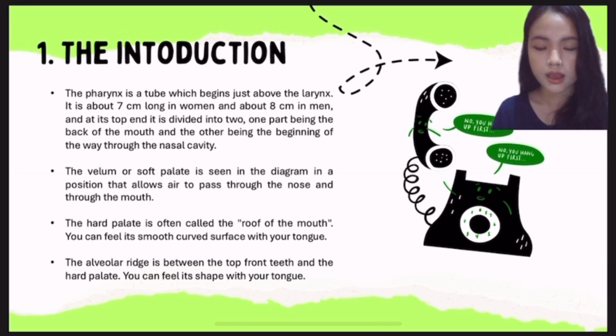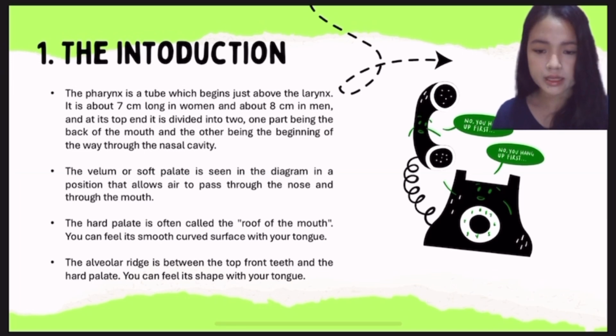So the pharynx is a tube which begins just above the larynx. It is about 7 centimeters long in women and about 8 centimeters in men. At its top end, it is divided into two, one part being the back of the mouth and the other being the beginning of the way through to the nasal cavity. The velum or soft palate is seen in the diagram in a position that allows air to pass through the nose and through the mouth.